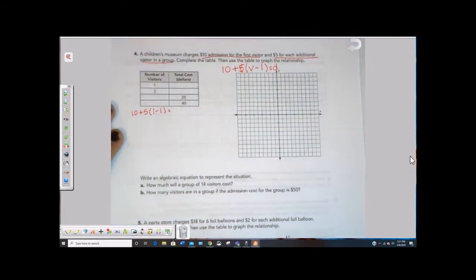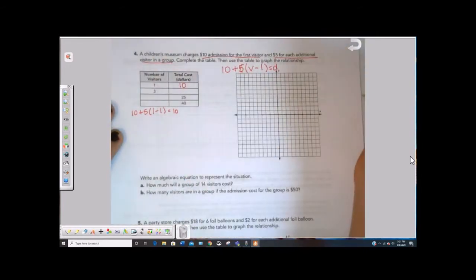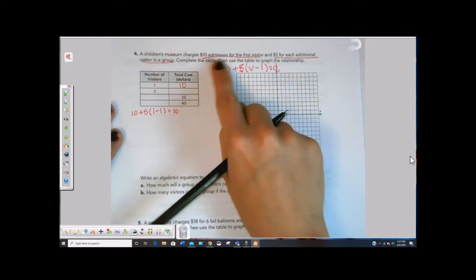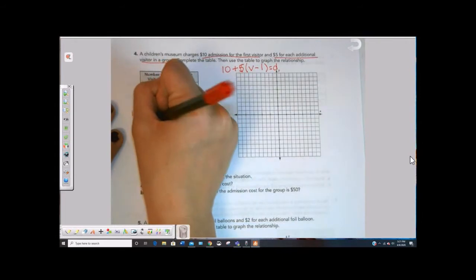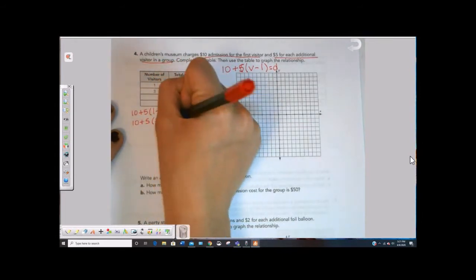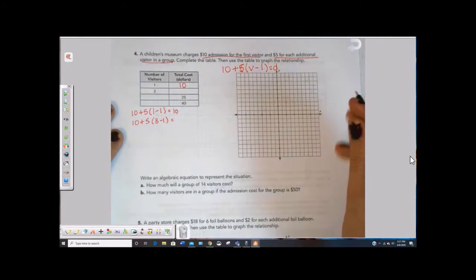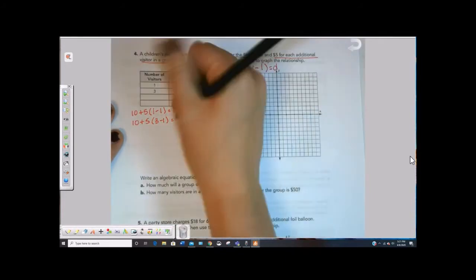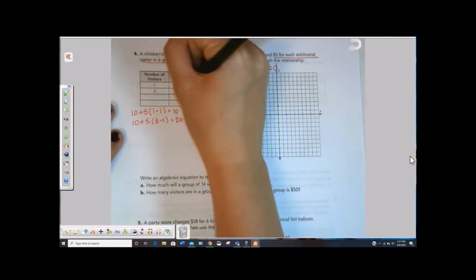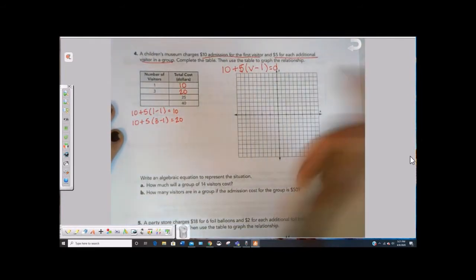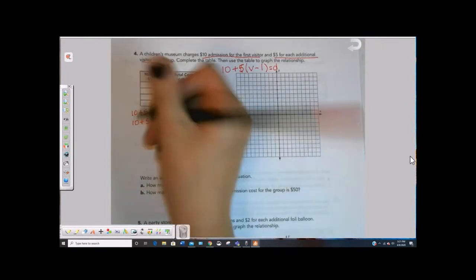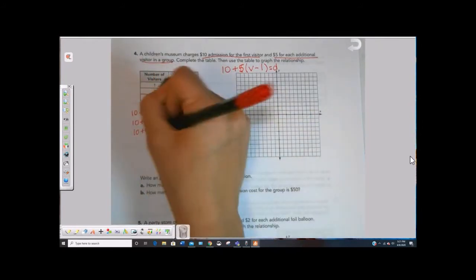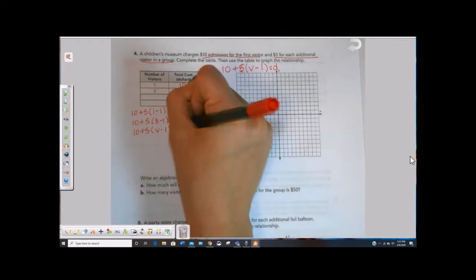So when we do that, we find out that it is $10. So $10 for one visitor. As it states, $10 for the first visitor. Makes sense. So now for 3 visitors, you would have 10 plus 5 times 3 minus 1, and when you do that, you get $20. So it's $20 for 3 visitors. So now we're going to figure out, okay, how many visitors is the money amount? So I'm going to have 10 plus 5 times B minus 1 equals $25.